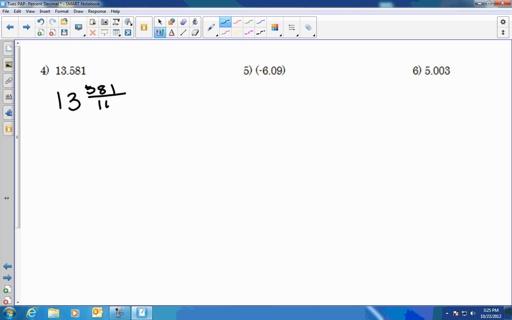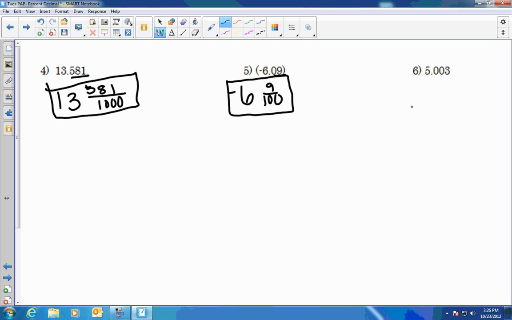581 gets written over 1,000. 3 decimal places, 3 zeros. And this one actually does not reduce. Those two numbers have nothing in common. The -6 is in front. The 9, 2 decimal places, 2 zeros. 9 hundredths does not reduce, so we leave it alone. 5, okay, now we have 3 decimal places, so 1, 2, 3. So that is 3 thousandths.